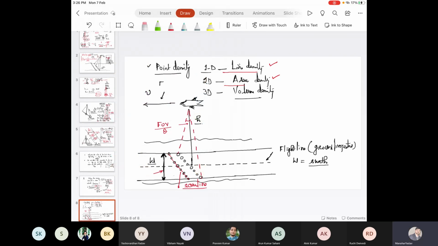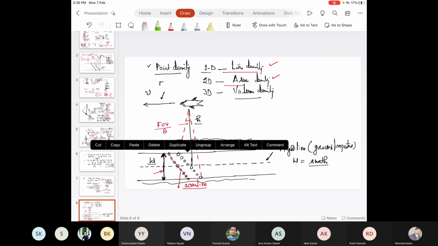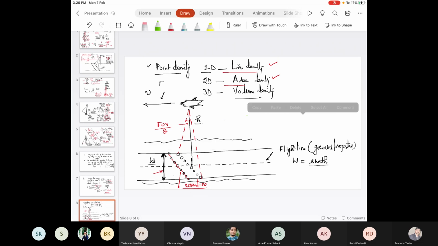Let's say at time t is equal to t1, the LiDAR system is initialized and the first laser pulse is fired. And this first laser pulse hits over here. So this is the first laser pulse at time t equal to t1. Now what happens? The next laser beam is fired at time t2.